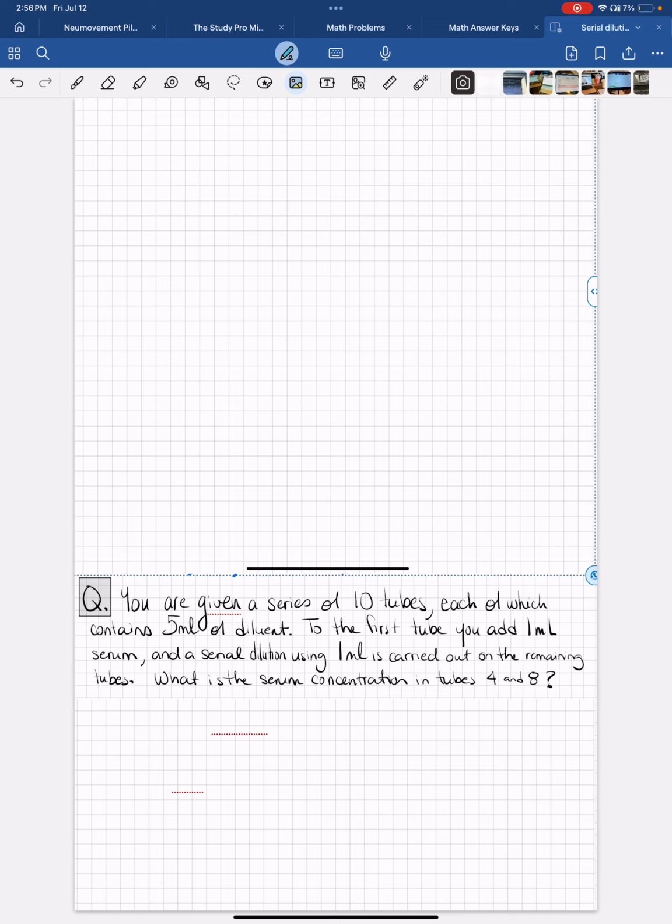So first, let's determine what this information means. When we're adding 1 mL of serum to the first tube, which contains 5 mL of diluent, this means that we're putting 1 mL of serum, which is essentially 100% concentrated, into 5 mL of diluent. So what kind of dilution is this? 1 part of serum and 5 parts of diluent creates a 1 in 6 dilution. Okay. So we know that that is our starting point, a 1 in 6 dilution. So let's go ahead and see this as a visual representation.